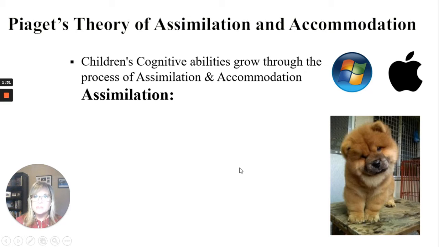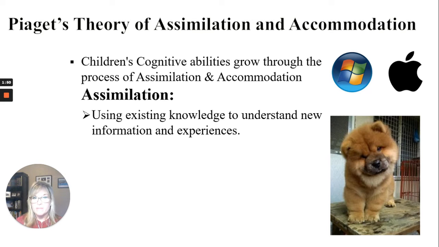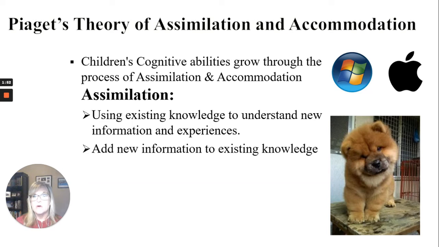So he came up with 2 different ways that he felt children learned as they developed. And he came up with 2 different ideas called assimilation and accommodation. So he said children's cognitive abilities grow through this process of assimilation and accommodation. So assimilation is really just adding new information to information that you already have. Or it's also using information that you already have to help you understand new experiences.